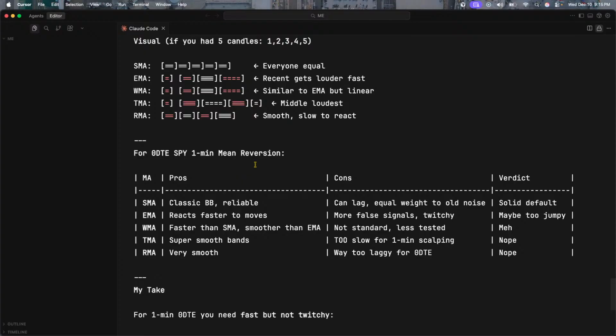For 0 DTE mean reversion strategies, we're looking at the SMA, a classic for Bollinger Bands: reliable, can lag, equal weights, old noise, solid default. The EMA reacts fast to moves, many false signals, twitchy, maybe too jumpy. WMA, faster than SMA, smoother than EMA, not standard, less tested, meh. TMA, super smooth band, too slow for 1 minute scalping. Nope. RMA, very smooth, way laggy for 0 DTE.